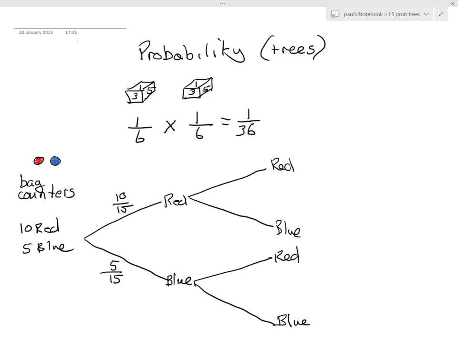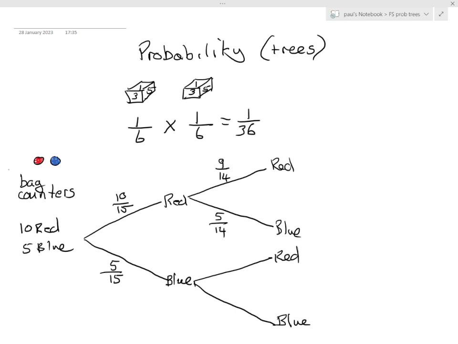Now imagine we have already picked that red one out. So now there are only 9 red and only 14 in total. So to pick another red, it will be 9 out of 14. Now to pick the blue, after a red, there are still 5 blue in the bag, but there are only 14 in total.